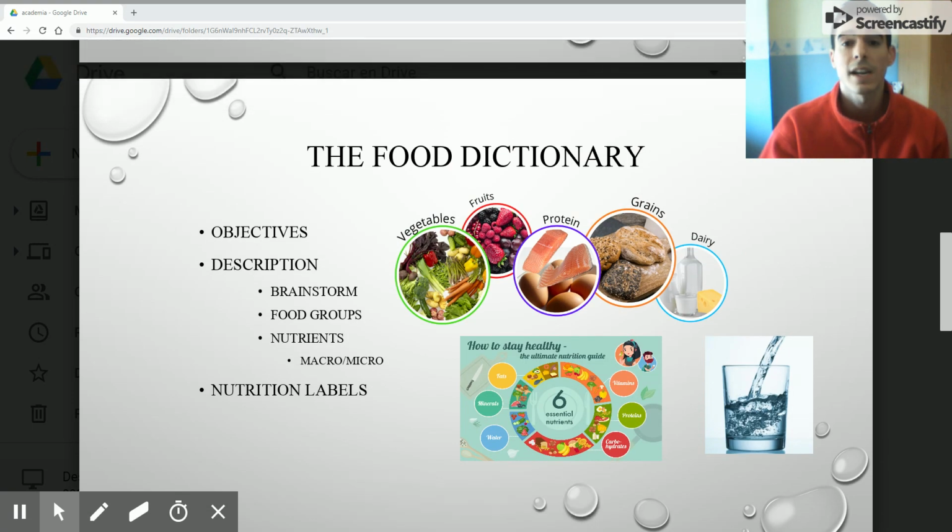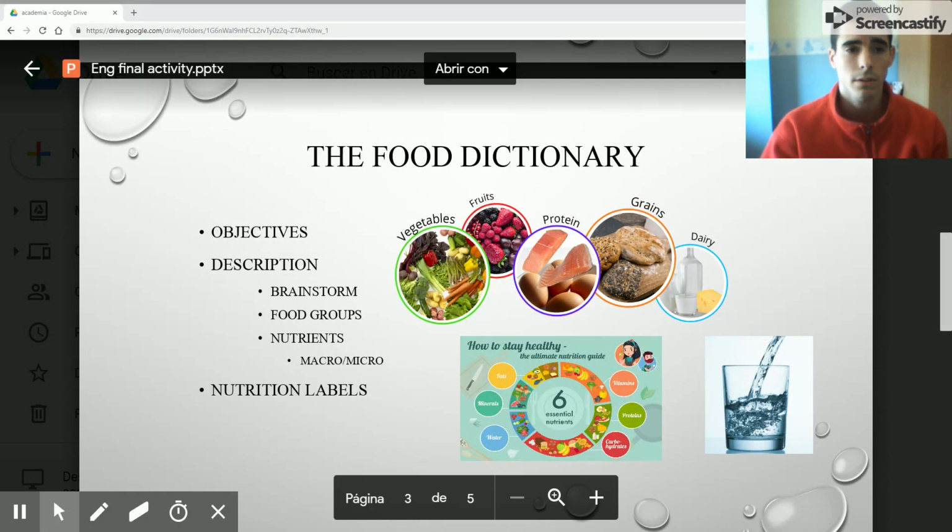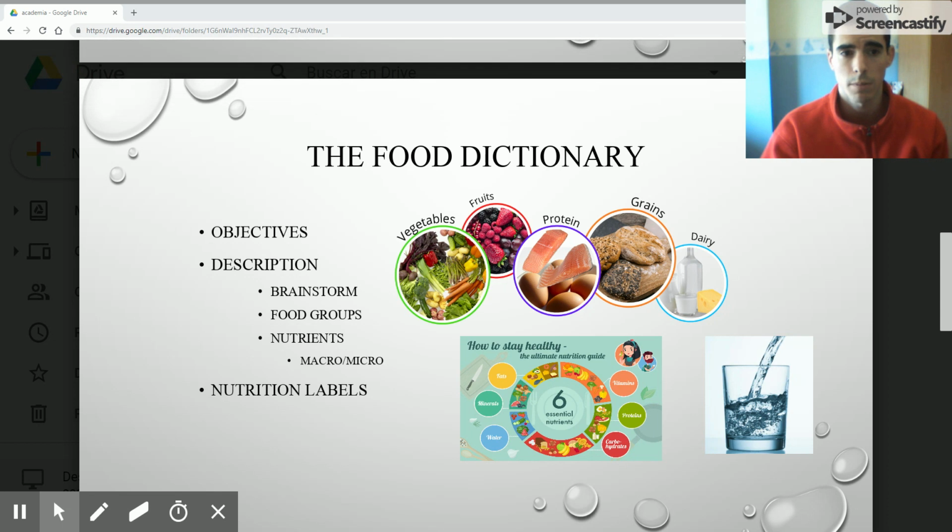Once there are enough examples of food, these are included within the 5 food groups that, as we see in the picture, are vegetables, fruits, protein source, grains, and dairy products.